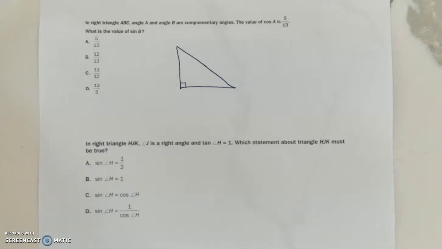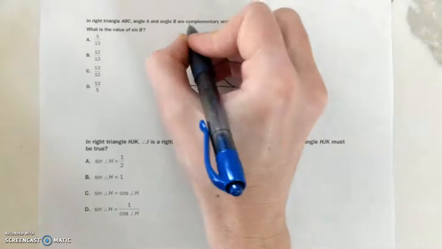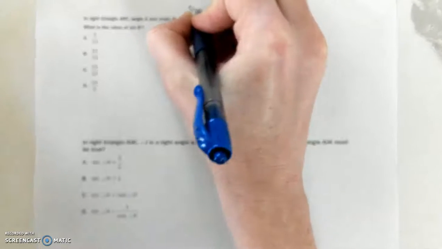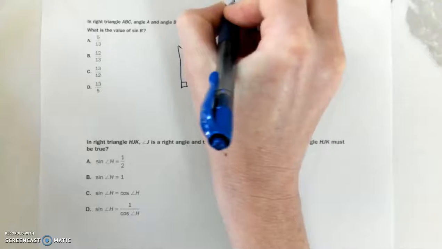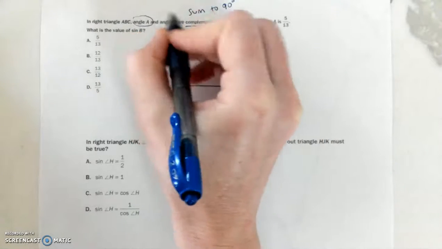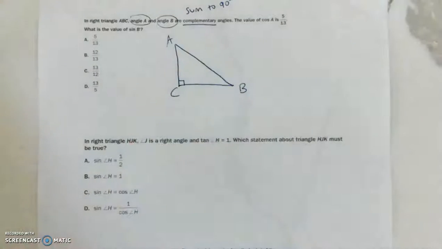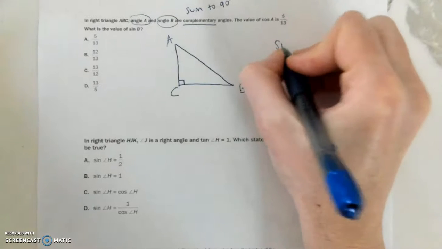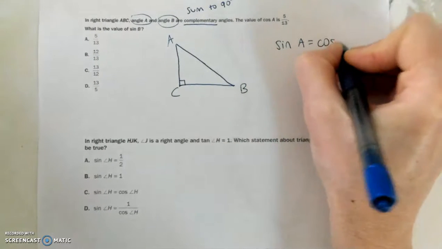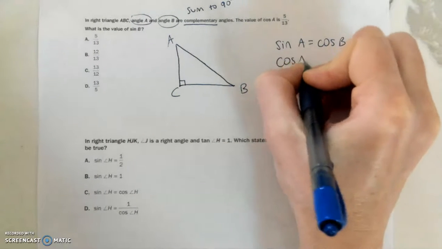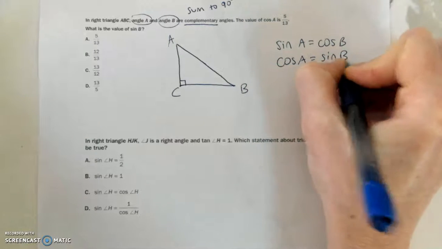All right, so in right triangle ABC, angle A and angle B are complementary angles. So complementary, we know they sum to 90. And we know that those 2 angles must be the non-right angles, right? So A, B, and C must be the right angle. All right, so if they're complements and they tell us the word complementary, we should automatically think of our complement theorem, right? Sine of A is equal to cosine of B. Cosine of A is equal to sine of B.